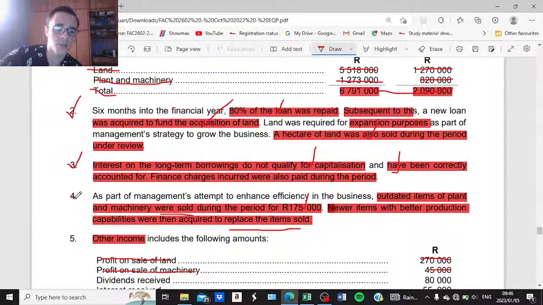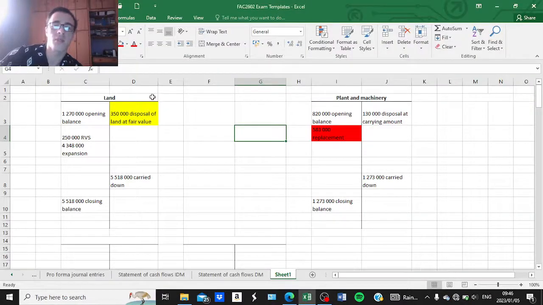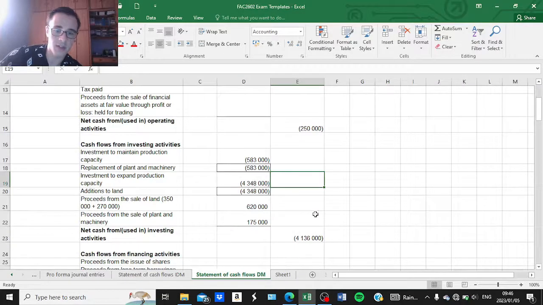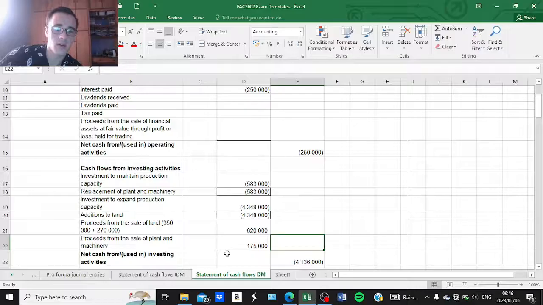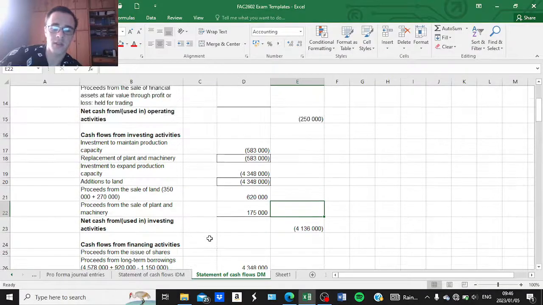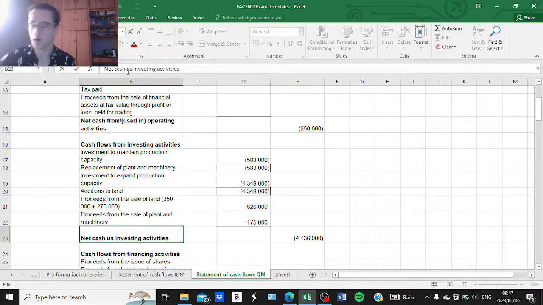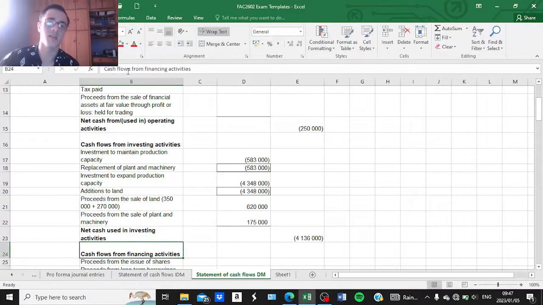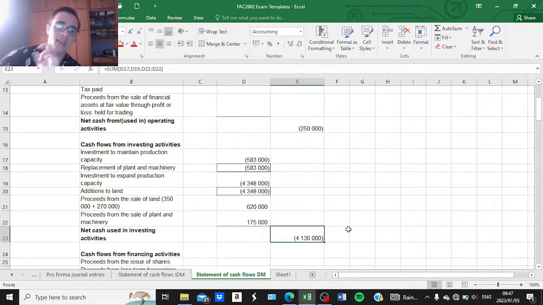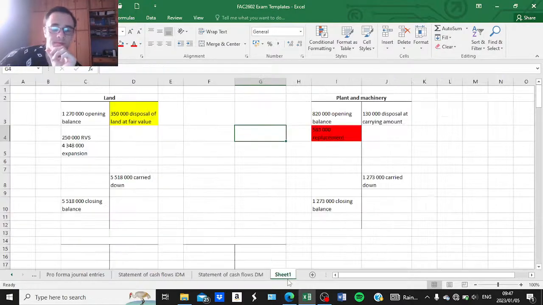Okay, we are done with additional information point 4. We are done with property, plant and equipment. We have considered all the relevant cash flows. So therefore, we should be done with the investing activities section. So this will be the amount, or the net cash used in investing activities. Right, 99% of the cases you should have a negative amount for that section.